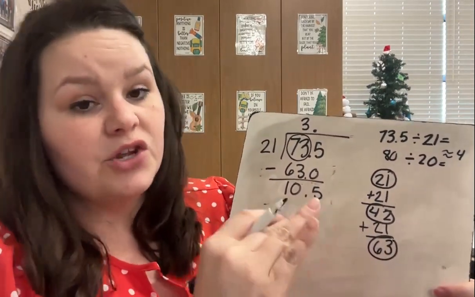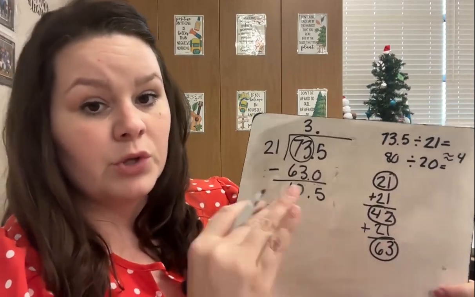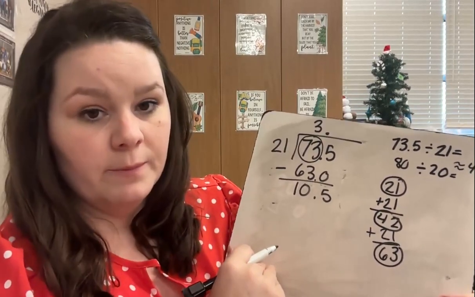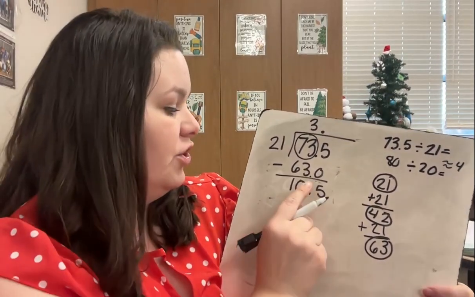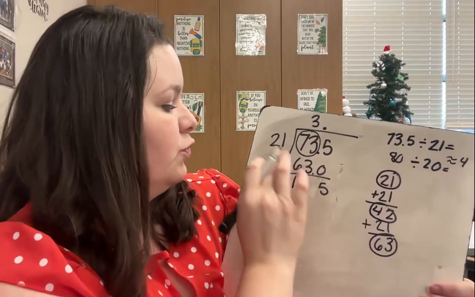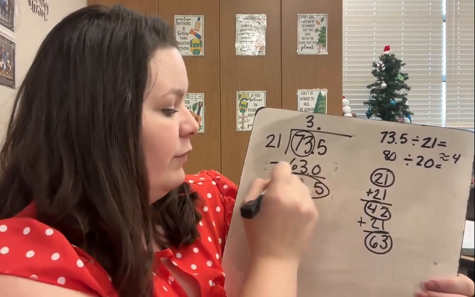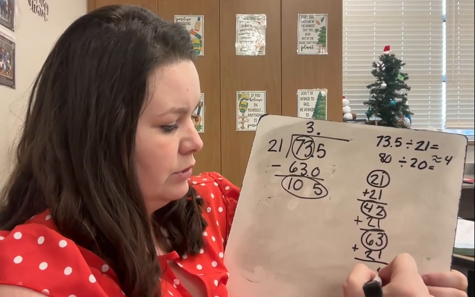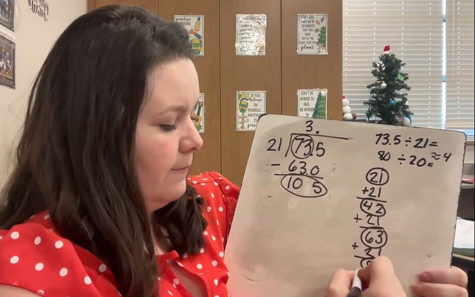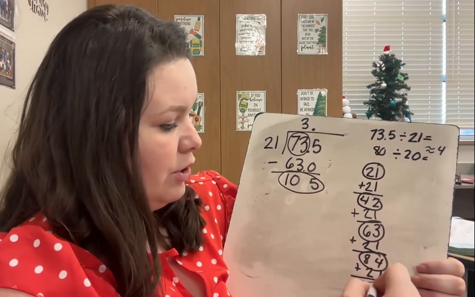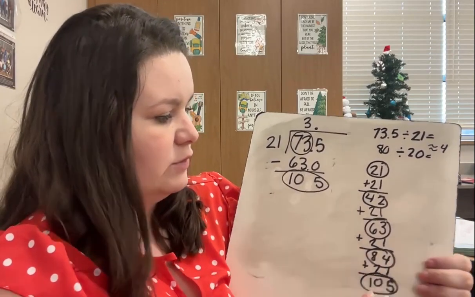So this is where it's a little bit different than with whole numbers. Right now, 10 is smaller than 21. So what we can do is get rid of our decimal for now. Forget about the decimal. 21 will go into 105. We need to figure out how many times, so I need to keep listing my multiples. I've got 84. Another group of 21 gives me 105. Look at that. That's what we needed.